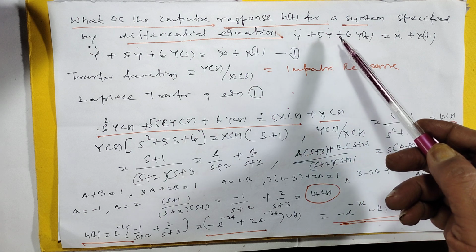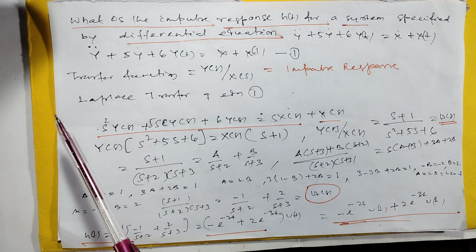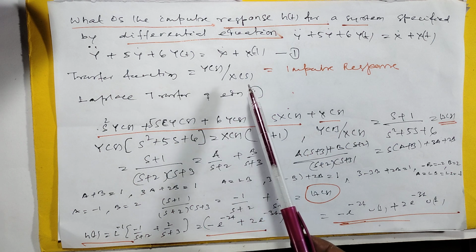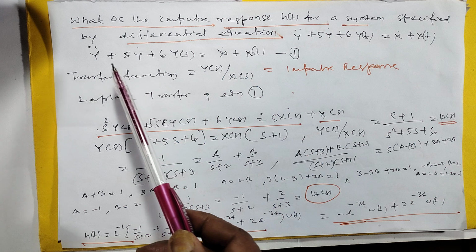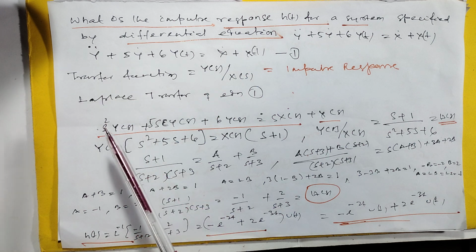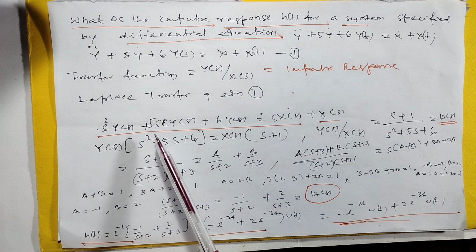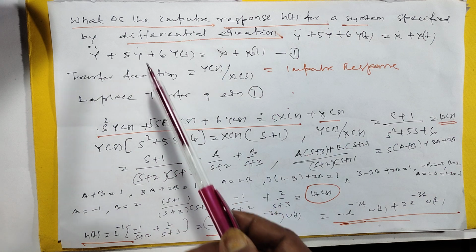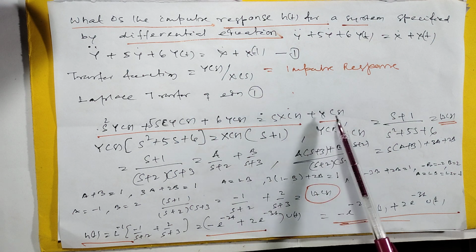The transfer function H(s) is Y(s) by X(s), that is the impulse response. Take the Laplace transform. y double dash becomes s squared into Y(s), then y dash becomes 5s Y(s), then the simple y term becomes 6 Y(s), equal to s X(s) plus X(s).